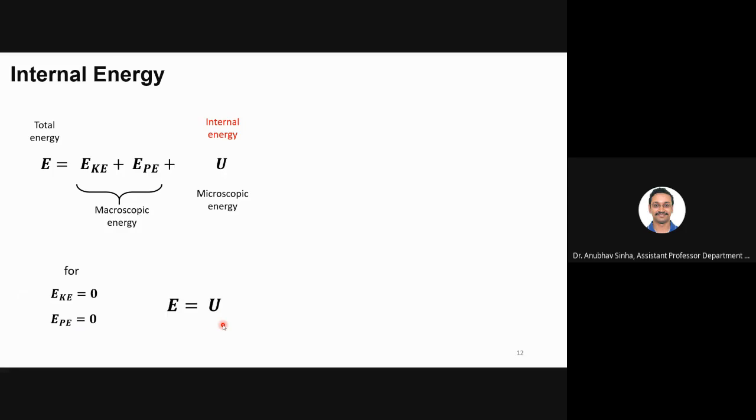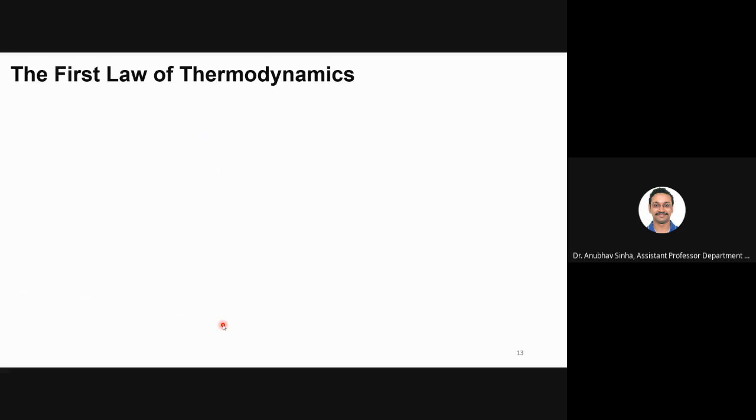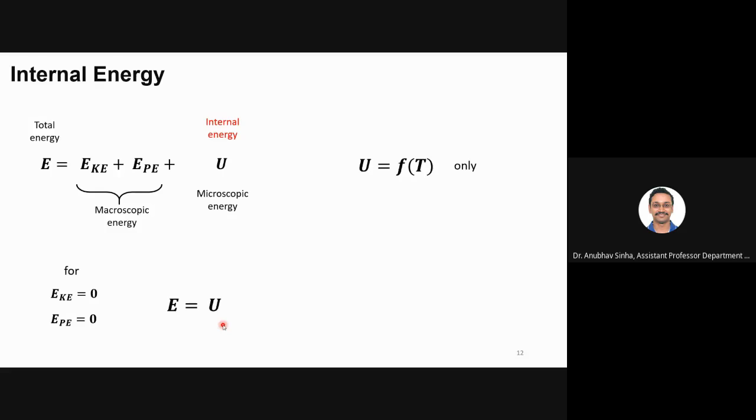Most of the time when we talk about the first law, this U, internal energy, is a function of temperature only. It will not depend on pressure, volume, or any other parameter. It is a function of temperature only. So mostly when we talk about conservation of energy or first law, we'll say that E is equal to U. This is what we are going to consider, and instead of dE, I will write dU, and then we'll work on the first law.